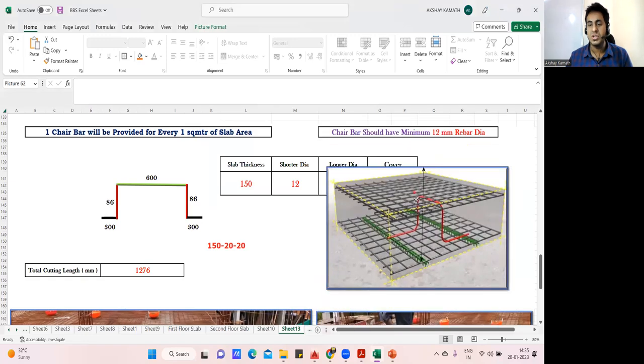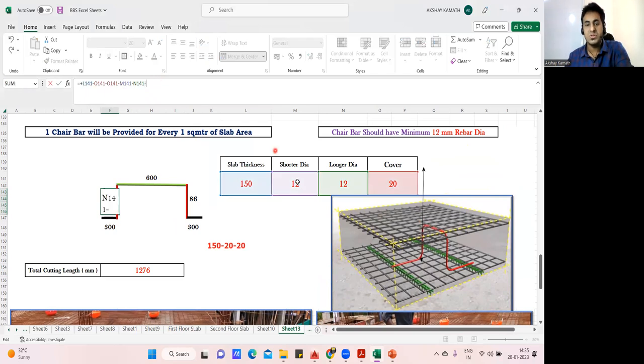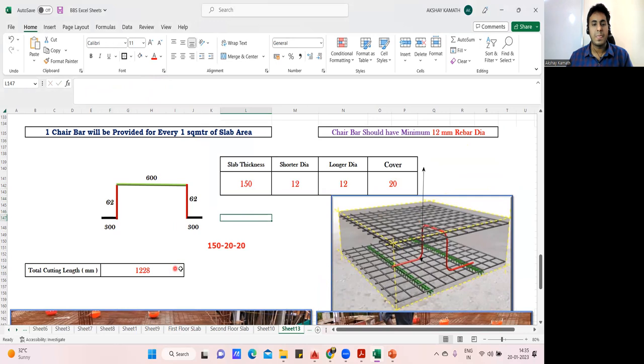I think in the Excel sheet I have made one mistake here. This mistake is done. 150 minus bottom cover minus top cover, then again it has to be minus. Fine. Now it will be okay. So first we'll do it manually.